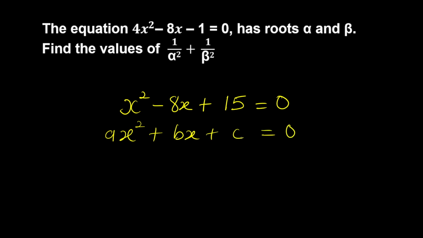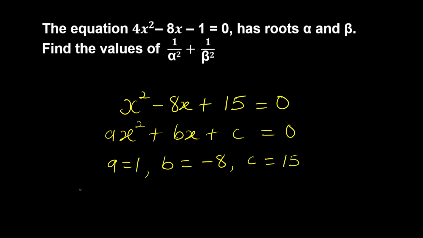Now, the coefficient of x squared is actually 1, which is our a. The coefficient of x, which is our b, is minus 8, and c, which is a constant term, is equal to 15.